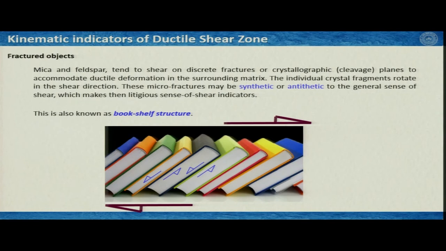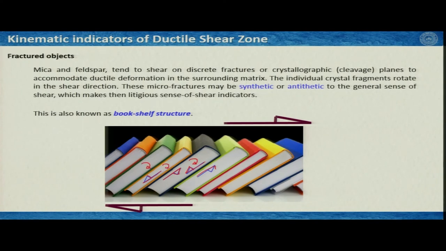The individual crystal fragments rotate in the sense of the shear direction, and these microfractures could be either synthetic or antithetic to the general sense of shear, which makes them ambiguous sense of shear indicators. And these are also known as bookshelf structure, as I told you. So if you have a series of books kept on the bookshelf, and if you just tilt them or shear them, they would slip past each other. For example, here, this book is slipping in this way, this book is moving this way, and therefore, each book is rotating in this manner.